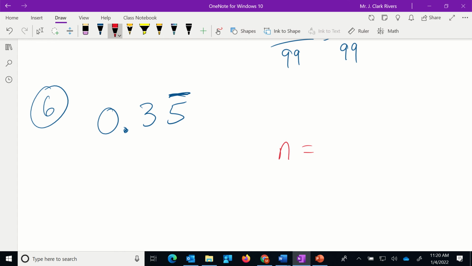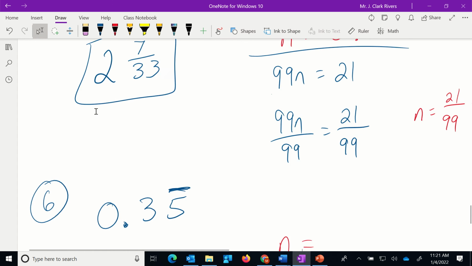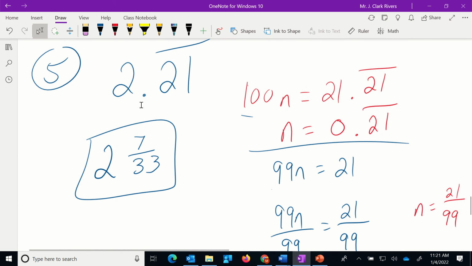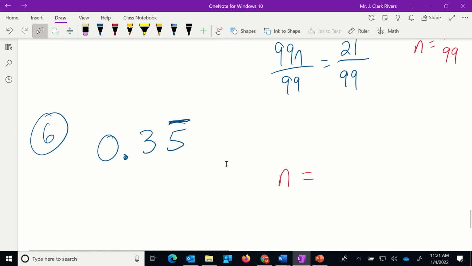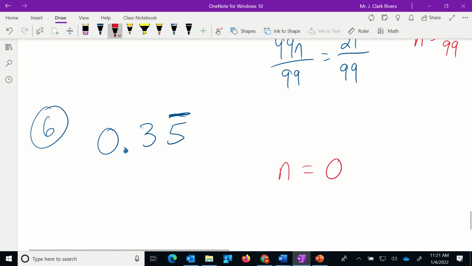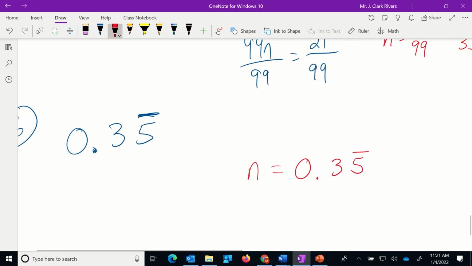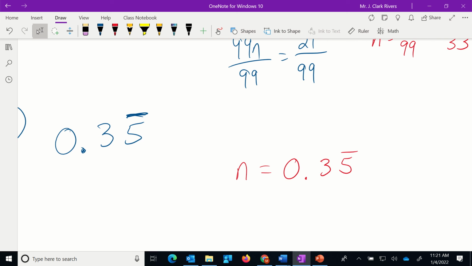Everything to the right. The only time we take a number out and put it to the side is like right here when it's a number to the left of the decimal. Like we said, the 2 is to the left of the decimal, so let's write down this 2. It's going to be part of our mixed number. But everything to the right of the decimal, we're going to say that's n. So 0.35 repeating, that is what n is going to be. What is the question we ask ourselves here?